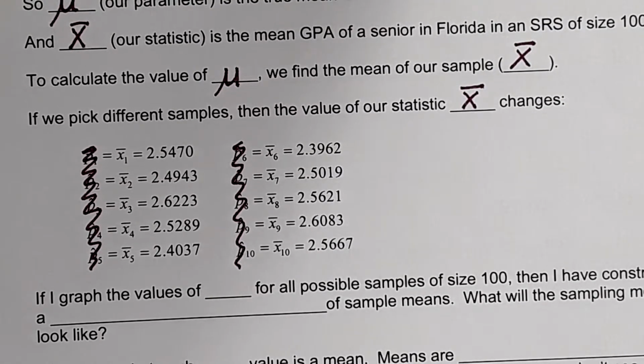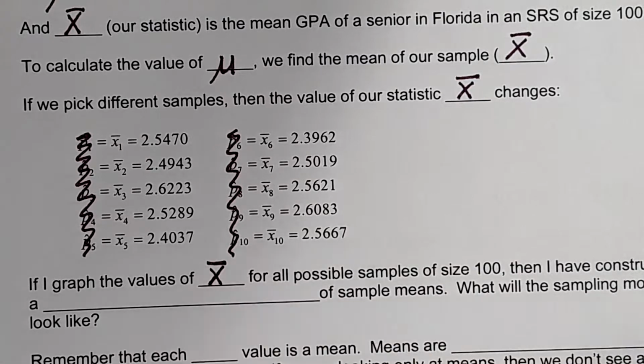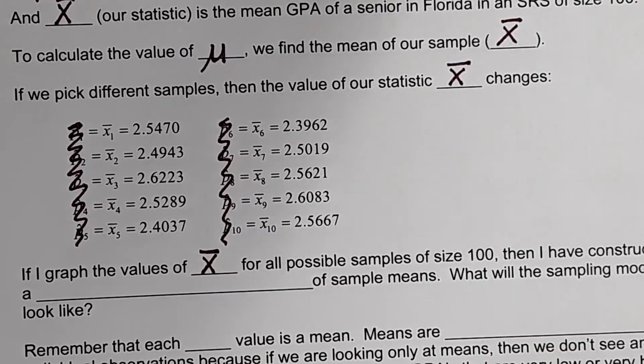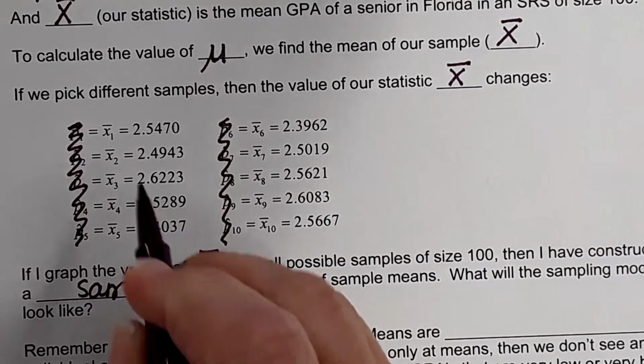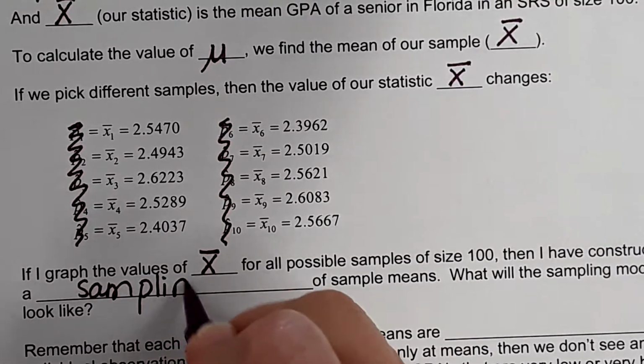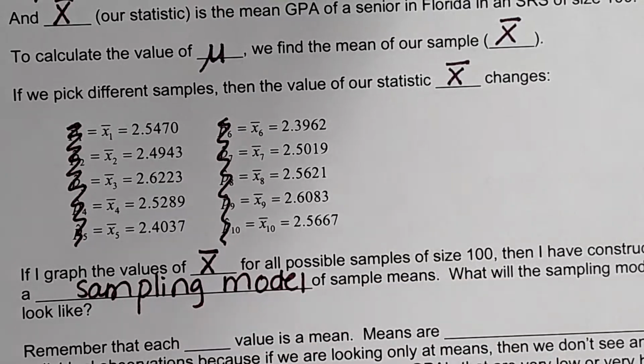Just like we talked about yesterday when we graphed P hat, that was a sampling model. If I graph values of X bar for all possible samples of size 100, then I have constructed a sampling model. Yesterday, if I graphed all the values of P hat for all the possible samples of 100, I constructed a sampling model. It's still a sampling model when you're graphing all those samples.